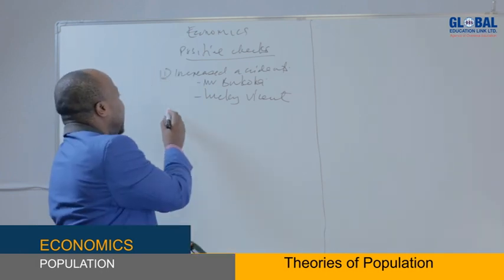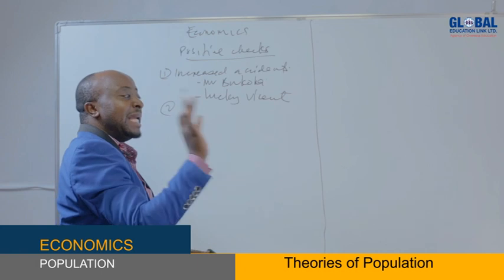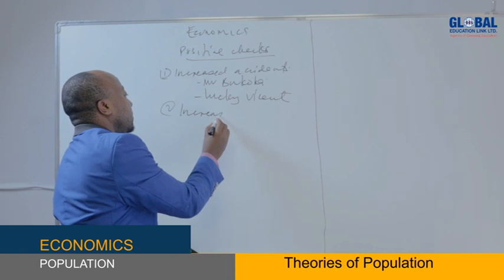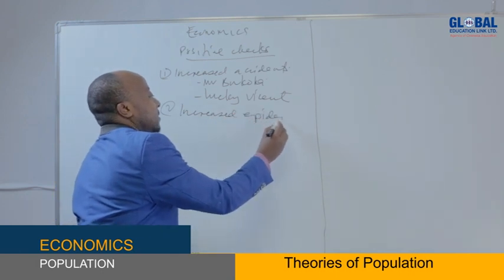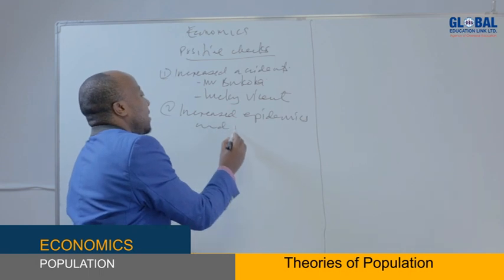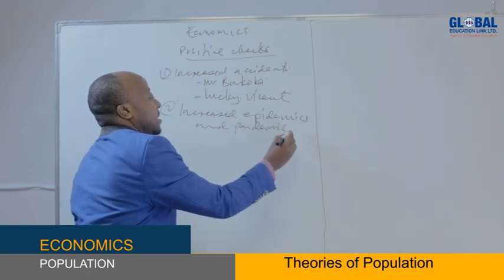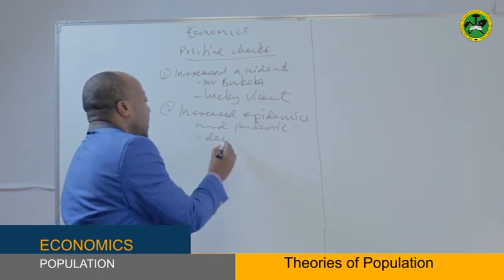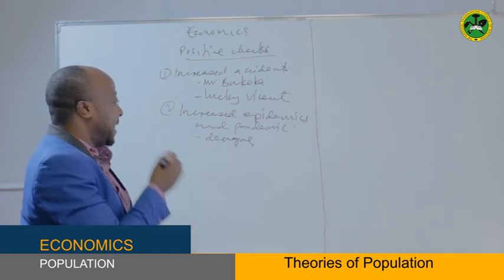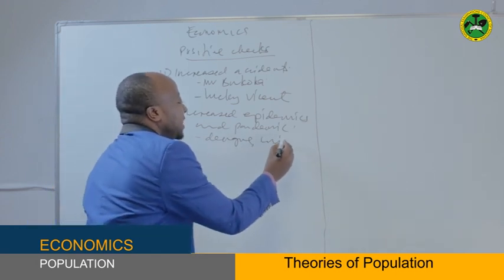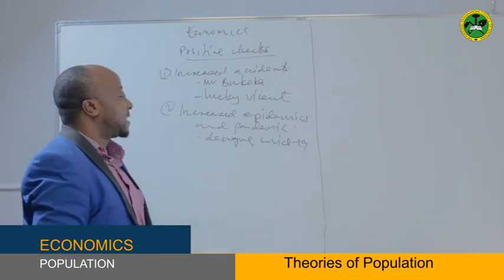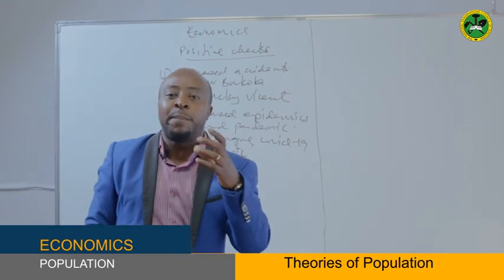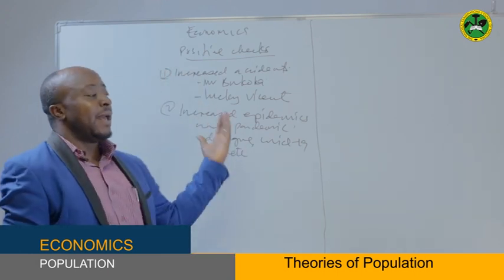The second one for the case of Tanzania, because the question is asking about Tanzania, is the issue of increased epidemics and pandemics. So again, we go back to vivid examples. We have maybe dengue, which is also in Tanzania. We have the issue of COVID-19, this disease also, and many other diseases which are happening and reducing the number of people in Tanzania. They are part and parcel of the positive checks.